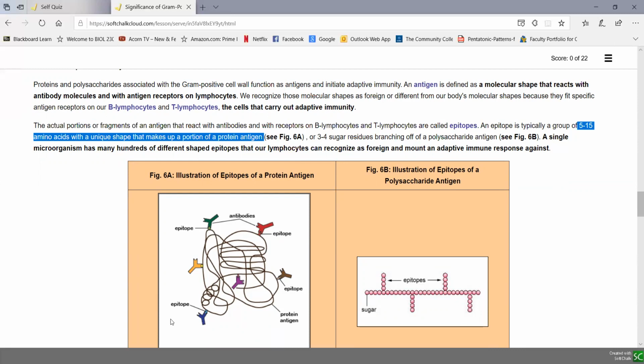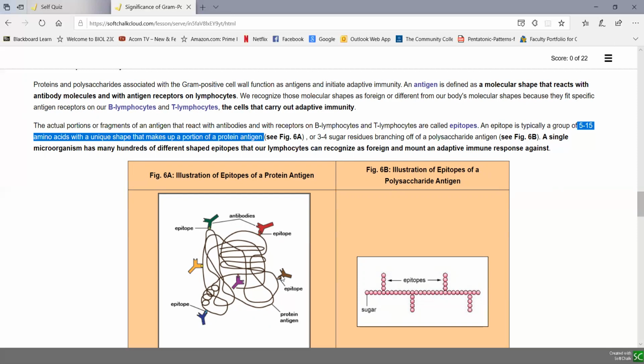So a protein might have many different epitopes on it. There could be a few amino acids here that have this shape, a different order of amino acids here that have that shape, another order of amino acids here that have this shape. But eventually we'll recognize each one of these shapes on that protein and mount an immune response against it. And in terms of human immunity, eventually make antibodies that fit that specific shape. So this is a highly specific body defense.